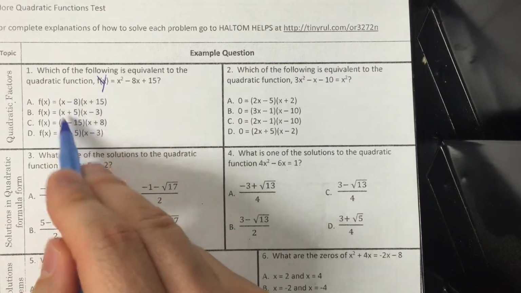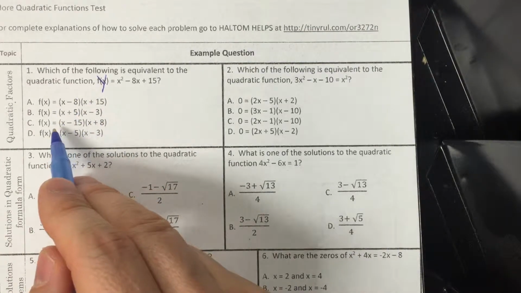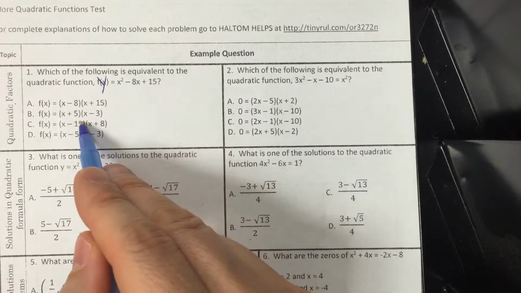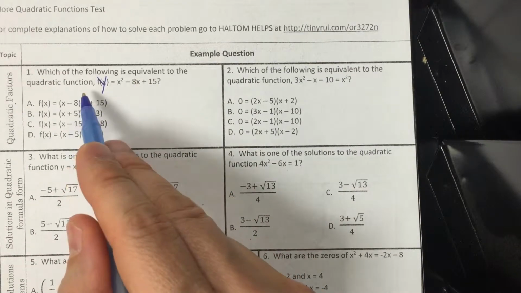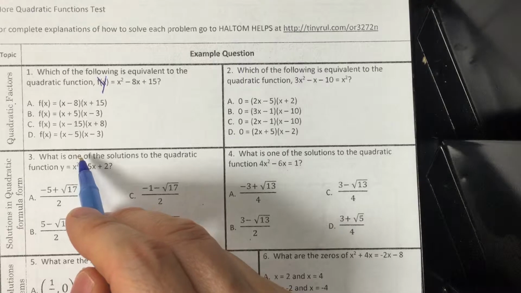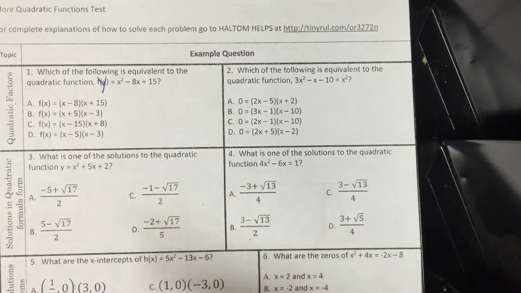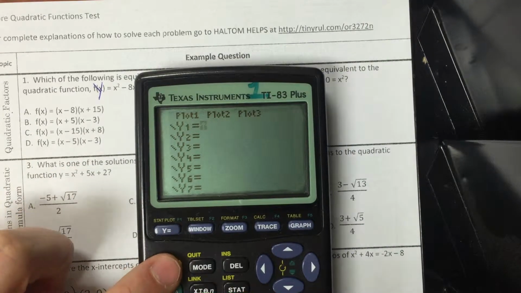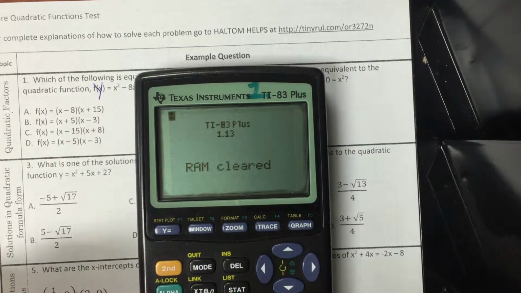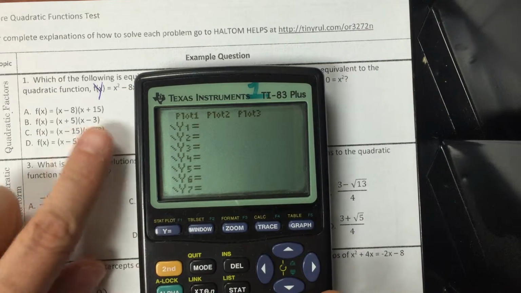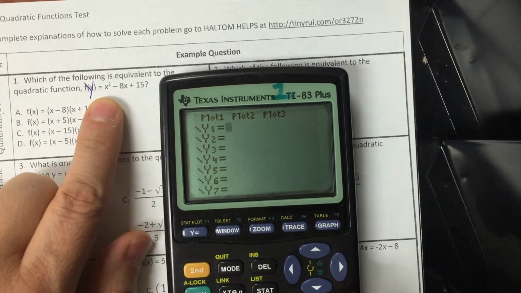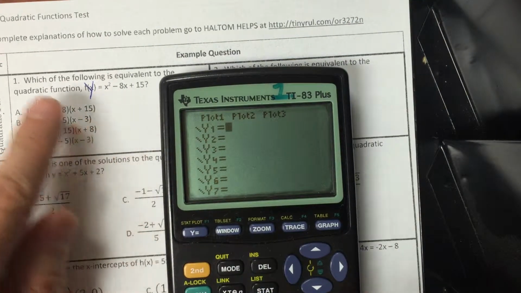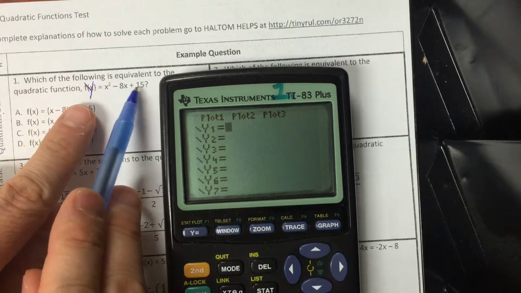We're going to learn a bit more about this later, but right now there's a way to compare this one with the answer choices just using the calculator. So what I'm going to do is go to my y equals screen, and I'm going to press second plus 7 1 2 to clear out my calculator, then y equals screen. Before we do this, we make sure everything is on one side of the equal sign.